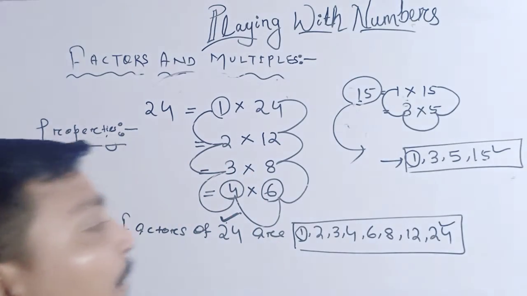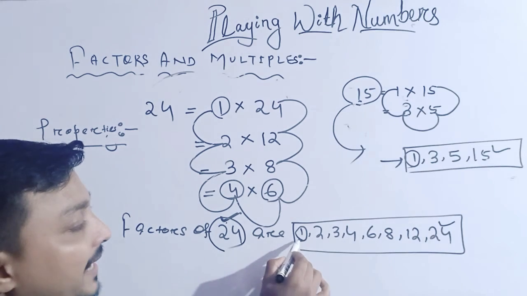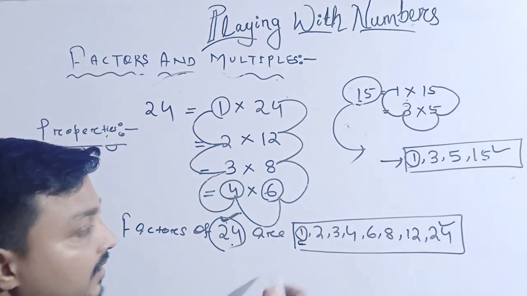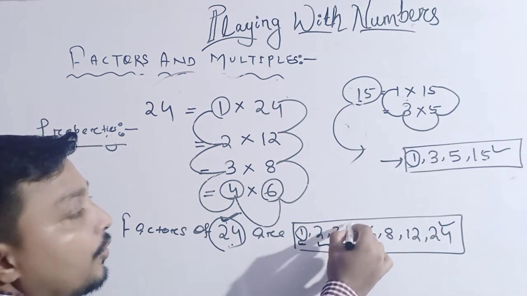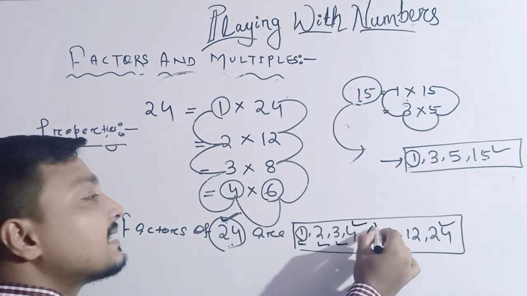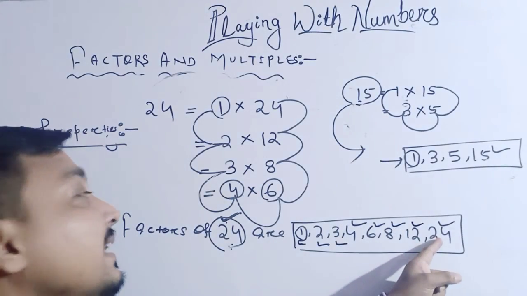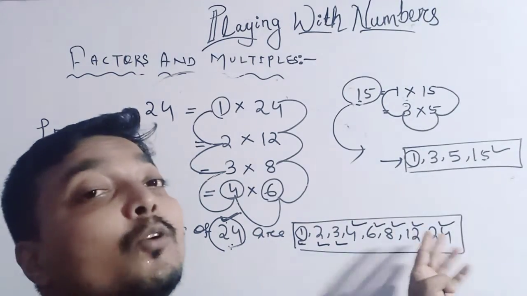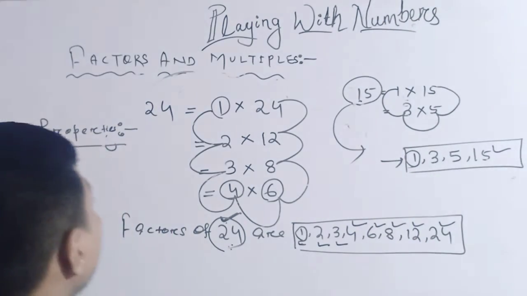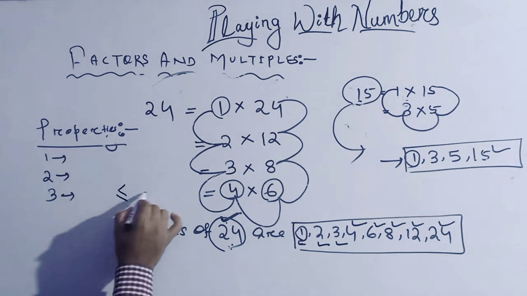Ready? Another point you have to see. Here the number is 24. All the factors: 1 is less than 24, 2 is less than 24, 3 is less, 4 is less, 6 is less, 8 is less, 12 is less. But only one factor is equal to 24. So one can say all the factors are less than or equal to that number.